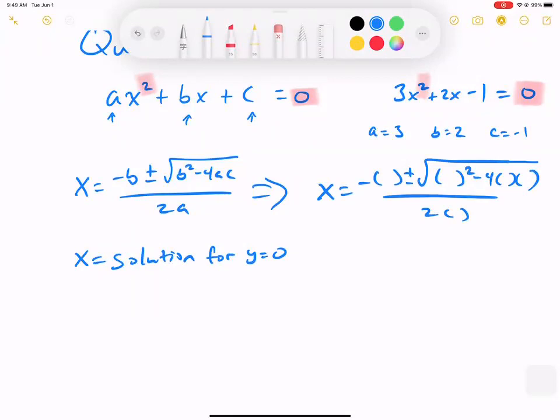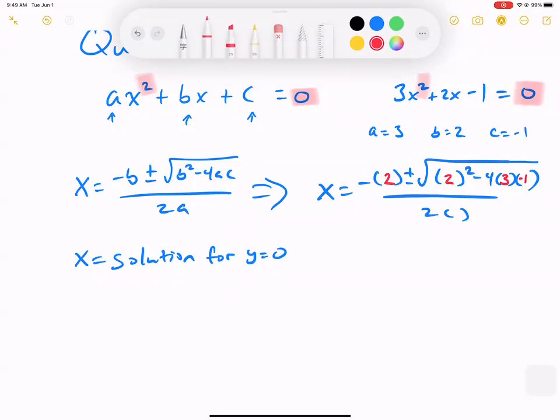x equals negative b. What's your b value? Everyone take a look here. What are my a, b, and c values? B is 2, so I'll write 2 here. x equals negative b, which is 2, plus and minus b squared. Well, b again is 2, minus 4ac. a is 3. c is 1. Thank you for catching that. It's actually negative 1, so don't forget that negative sign. It's really important for our problem.